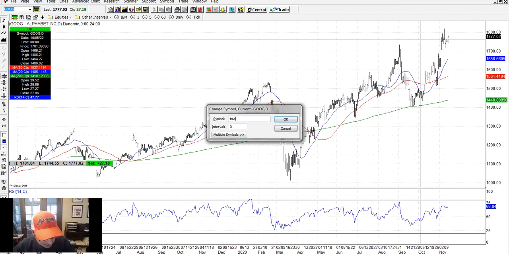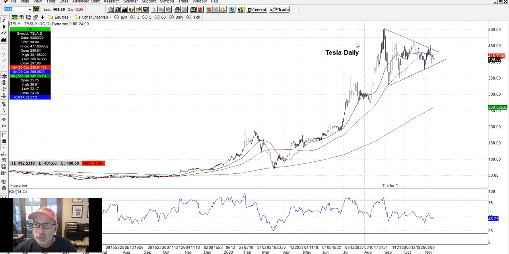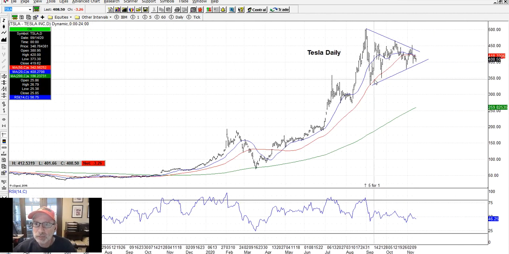Tesla, we look at. Tesla, we had drawn this triangle pattern last couple of weeks. So the movements in Tesla is getting tighter and tighter and tighter, and eventually it's going to pop out above or below. Which way we don't know yet. It's going to take some news items to get it out of its range. So watch this triangle pattern over the next week or two. See which way the stock starts to go.